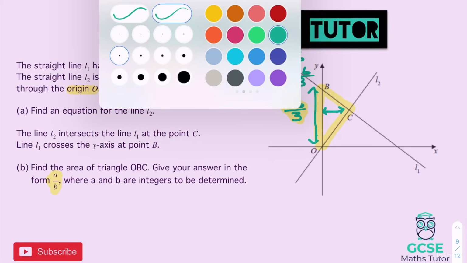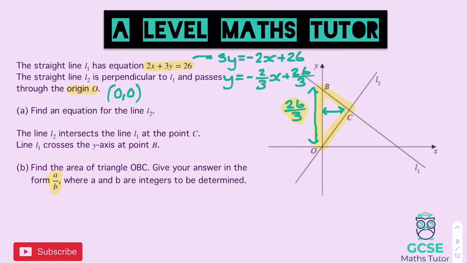Now L2 is perpendicular. So the gradient that we've got at the moment is negative 2/3. So our perpendicular gradient for that, or m_p, is going to be positive 3 over 2. Now all we need to do is sub that into our equation and have a look at a coordinate that it goes through. There's none given to us on the diagram, but it did say it passes through the origin. So our coordinate just there is going to be 0, 0.